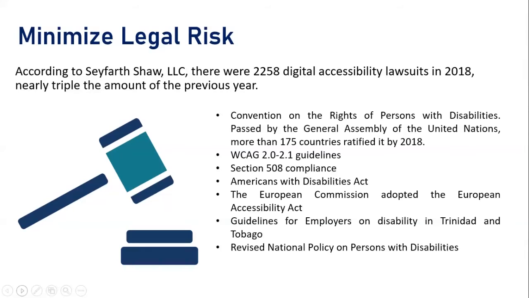And then to bring it closer to Trinidad and Tobago, we have the guidelines for employers on disability in Trinidad and Tobago. And this doesn't necessarily cover digital accessibility, but it covers a lot in terms of workplace accommodation and physical changes that may need to be made for persons with disabilities. But hopefully it will incorporate digital accessibility in the future. And then what you can also look at is the revised national policy on persons with disabilities, to see where we're heading in terms of the legal and policy aspect, in terms of how we move forward, treating with persons with disabilities.